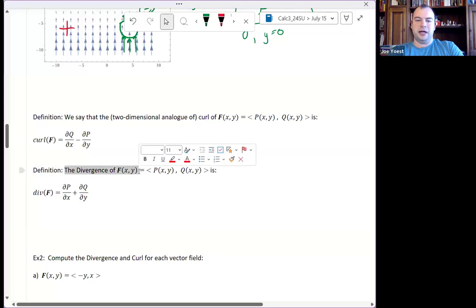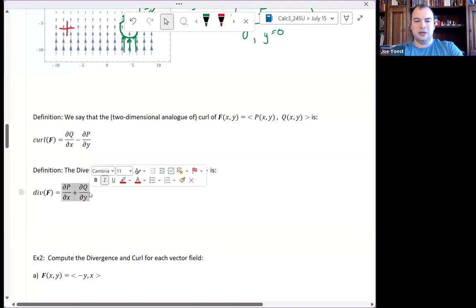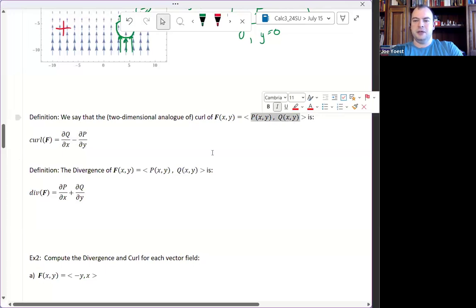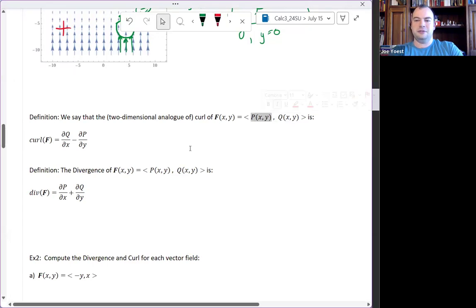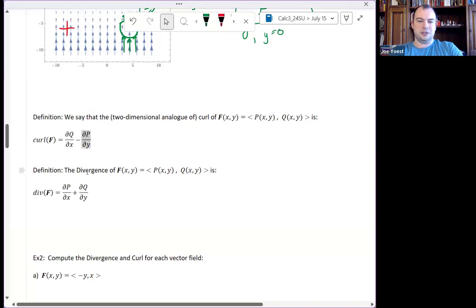And the divergence of f of x,y, and this really is a divergence. The curl is a little bit wonky, but the divergence works just fine in 2D. The divergence of f equals p,q is the partial of p with respect to x plus partial q with respect to y. So note that the curl, kind of like in Green's theorem, the derivatives mix with the coordinates, right? The x coordinate of f gets the y derivative and the y coordinate gets the x derivative, whereas in the divergence, they stay consistent. The x coordinate gets the x derivative, the y coordinate gets the y derivative.